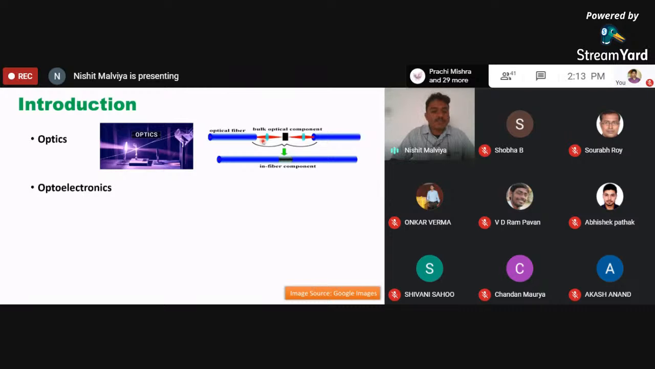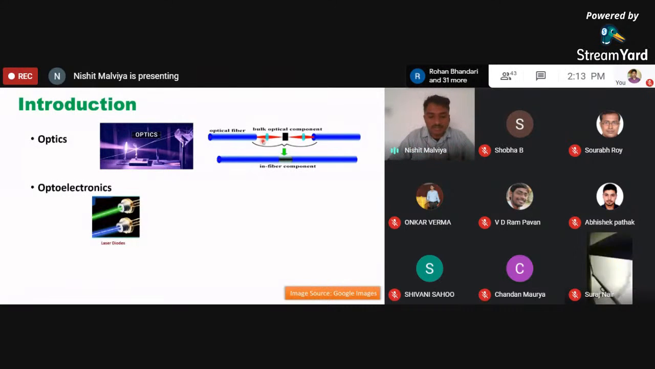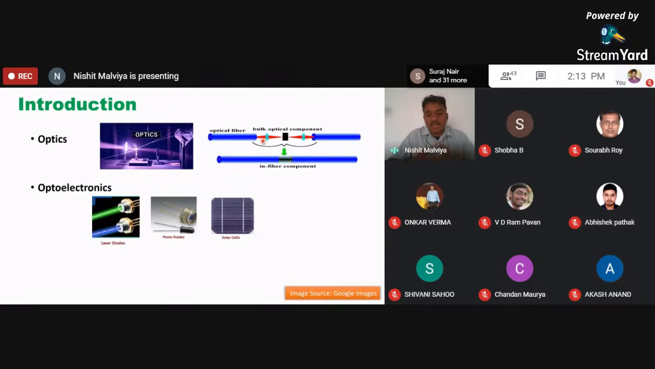The next topic is optoelectronics. In optoelectronics, we study light, and electronics is also involved. With a laser diode, when we apply electricity, lasing action starts and we get laser light at the output. In a similar way, another component is the photodiode. In a photodiode, when light falls on it, it is converted into the electrical domain. Another is the solar cell, which is a very important tool today because of energy conservation and green energy.